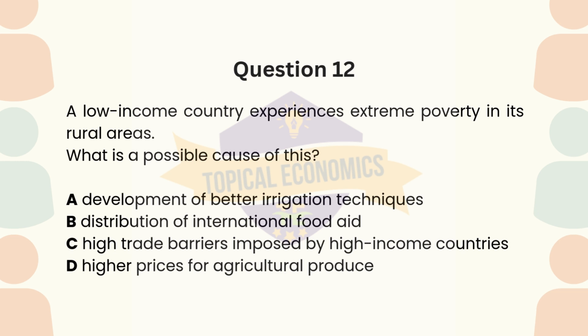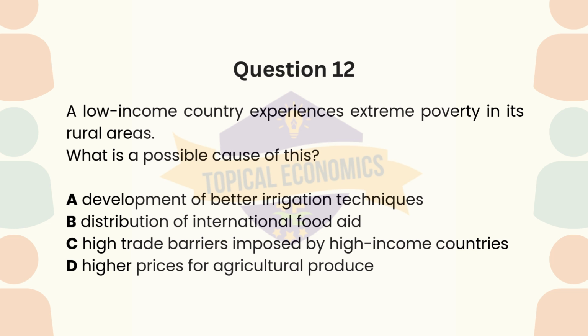Option C, high trade barriers imposed by high-income countries. This looks correct. Still, let us also look at option D, high prices for agricultural produce. So higher prices might benefit farmers if they can sell their products at a profit. However, in extreme poverty contexts, farmers often lack the means to produce enough to benefit from higher prices. So again, this option is misleading.